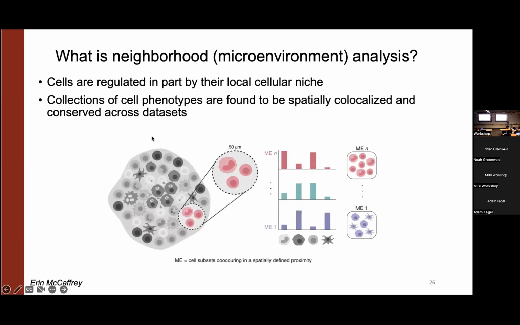Okay, so what is neighborhood analysis? We use the terms neighborhood and microenvironment kind of interchangeably, so if you hear one or the other, they're referring to the same thing. Cells are regulated in part by their local cellular niche and can be heavily affected by what cells are around them. And so we often see collections of these cell phenotypes that are spatially co-localized and conserved across data sets. In this example, if we're looking at a tissue, we can define these neighborhoods where each different neighborhood is characterized by a different frequency of the cell phenotypes that make it up. So the point of neighborhood analysis is to find these different neighborhoods that are occurring in our data set.